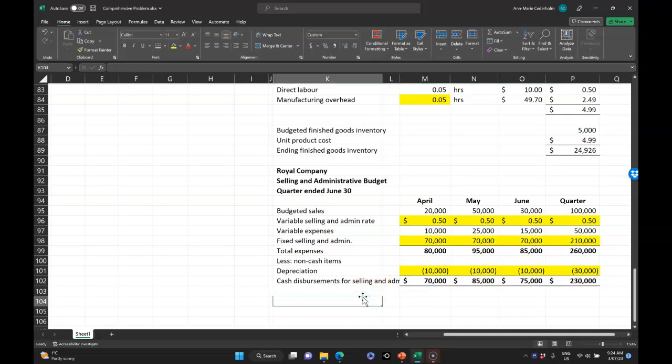So here is our cash disbursements for selling and admin. We have our total expenses, which will feed into the income statement, and then we have our cash disbursements, which will feed onto our cash budget, which we're going to do next.